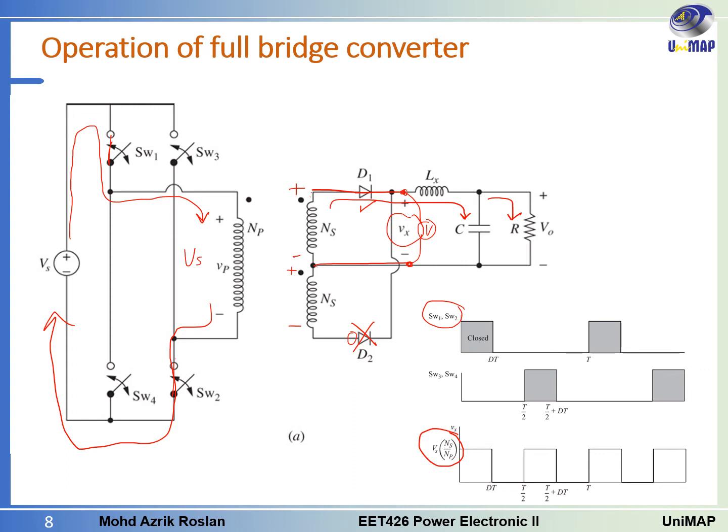And for the second period, when all four switches are open, we receive zero voltage because there is no supply voltage from the source. And then the third one is we have switch 3 and switch 4 close. So you see what happened.